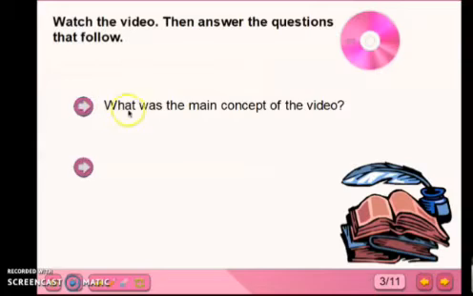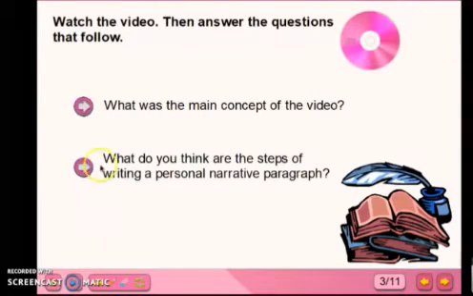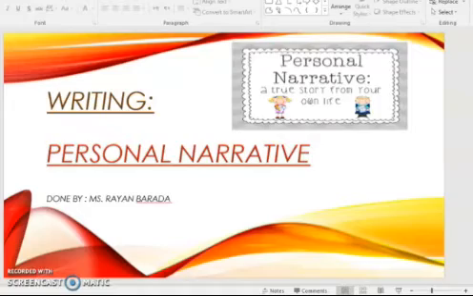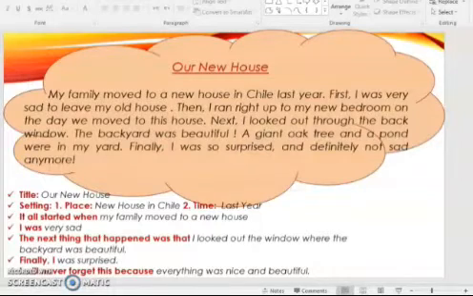Now, what was the main concept of the video? It's about the personal narrative paragraph. What do you think are the steps of writing a personal narrative paragraph? Here we learned about the steps of writing a topic sentence in this paragraph, which contains the setting and what happened. Now, this is a small personal narrative paragraph.